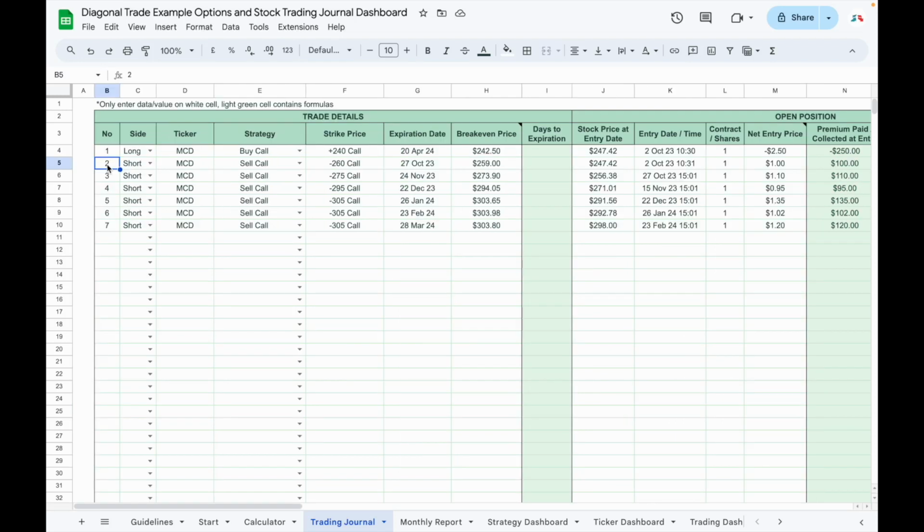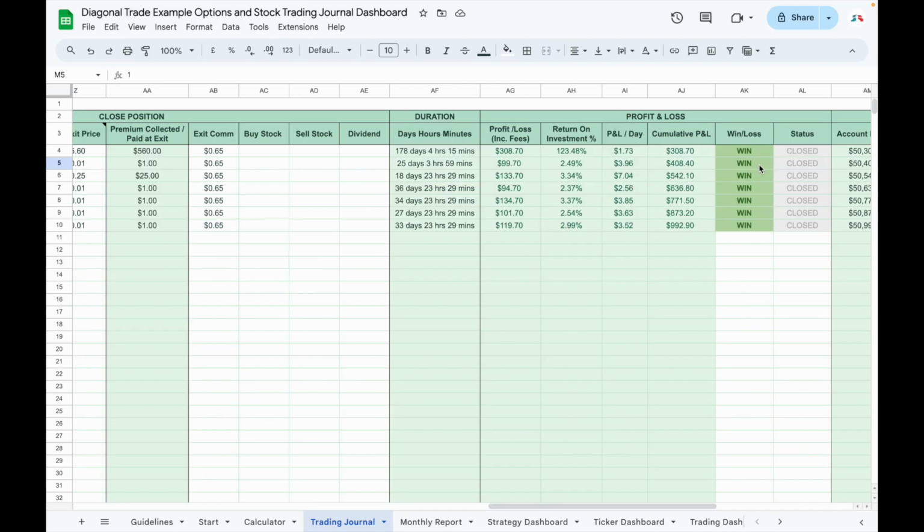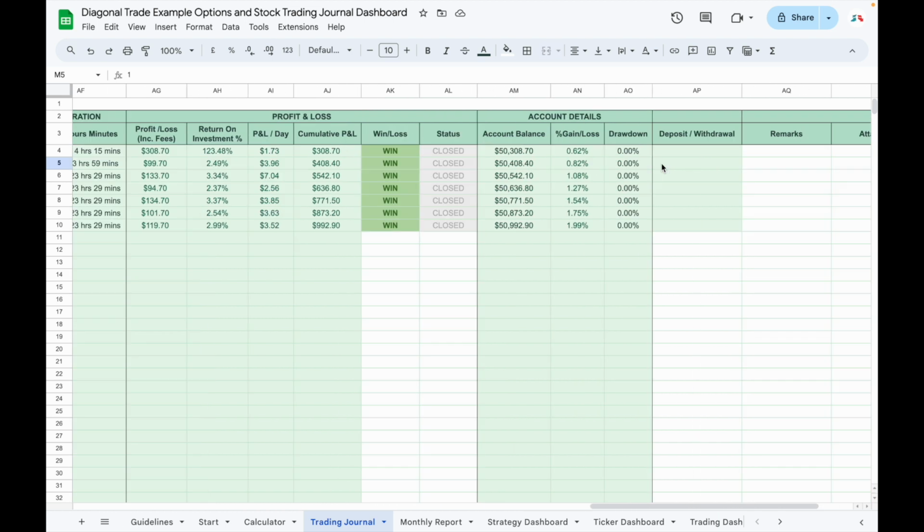For selling a call option, the way to input the data is almost the same, except a few things. On the direction of the trade, select short instead of long. On the strategy column, select sell call. On the net entry price, you receive a premium, so you don't need to put a minus sign. After inputting the data, the green cells will automatically calculate the trade duration, profit or loss, return on investment, P&L per day, cumulative P&L, account percentage gain or loss, and account drawdown.